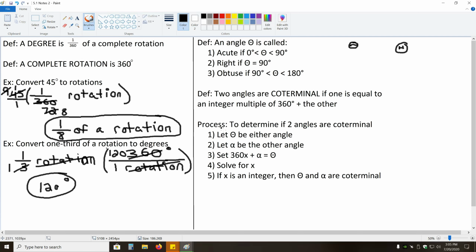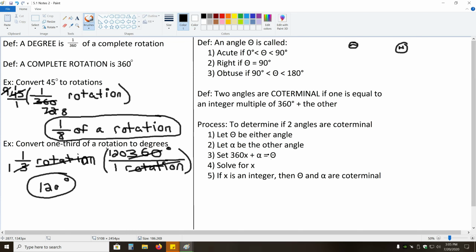So, with this process, before we try some examples on this, we'll introduce the process for how this works. We say if you're given two angles and you want to determine if they are coterminal, we'll call the first angle theta and the second angle alpha. It doesn't matter which one you pick, just label each one of them theta or alpha. And when you do this, you are going to set 360x plus theta equal to alpha.